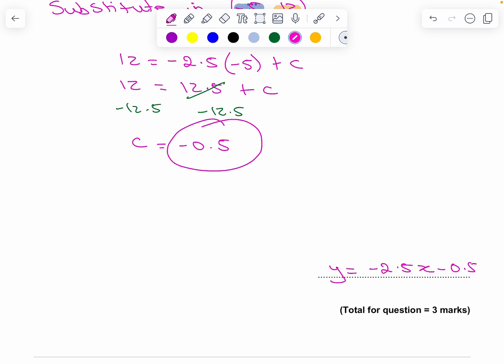It is also fine if you wrote your answer in fractions instead. So for example, if you wrote y equals minus 5 over 2x minus a half, that is also fine as well. So don't worry about whether you wrote it in fractions or decimals.